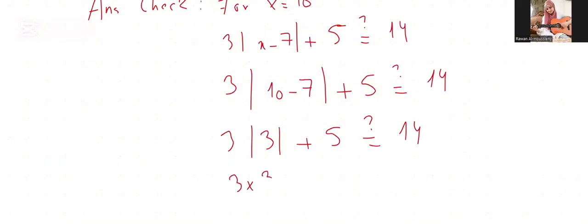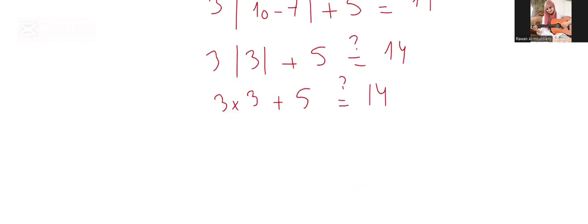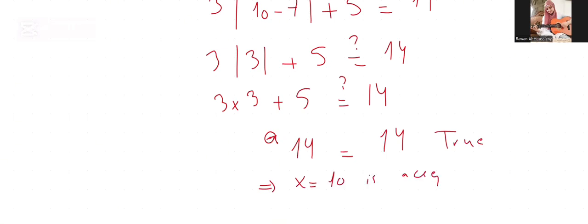So we have 3 multiplied by the absolute value of 10 minus 7, which is 3, plus 5. We have to check if it's equal to 14. So 3 times the absolute value of 3 is 3 times 3. So I get 3 times 3, which is 9, plus 5, it's equal to 14. So I get 14 equals 14. So this is true. Then we can deduce that x equals 10 is accepted. So we have to take this value. So this is an accepted value.